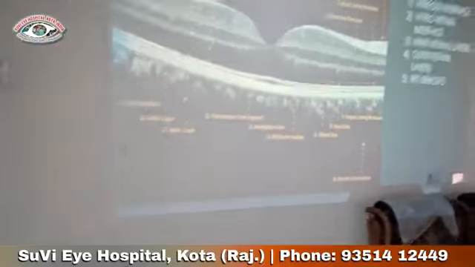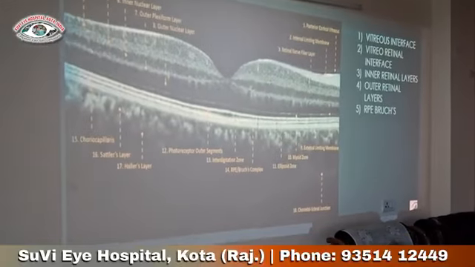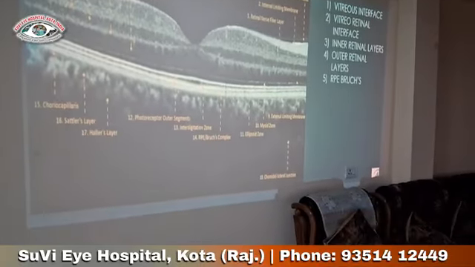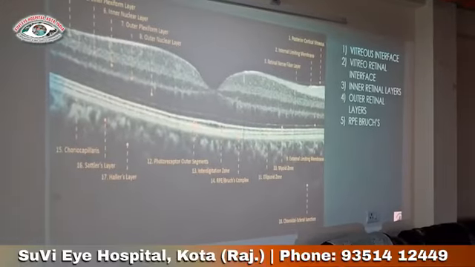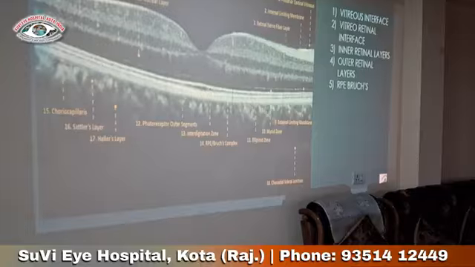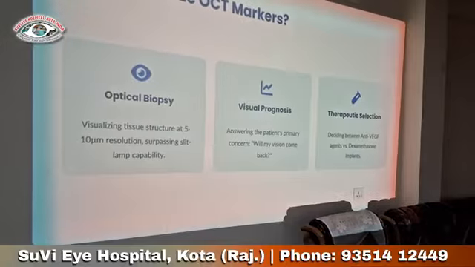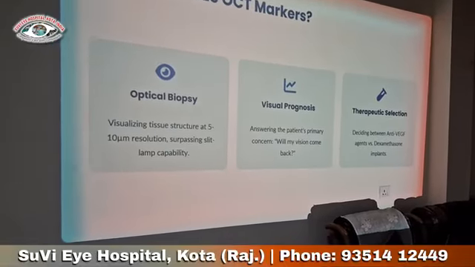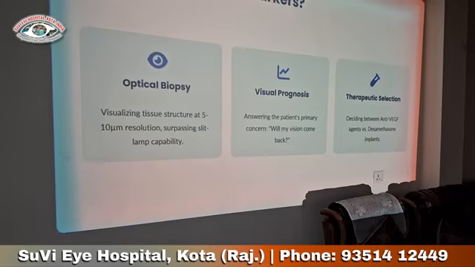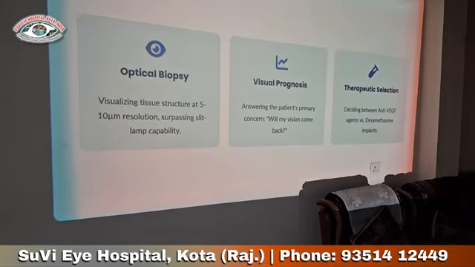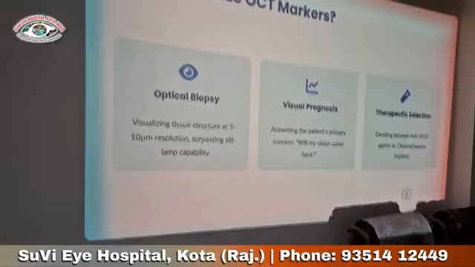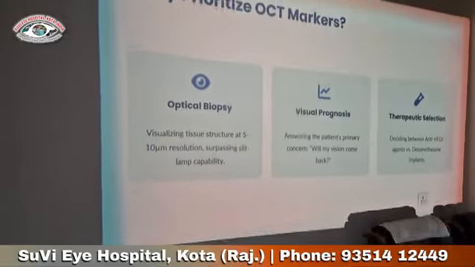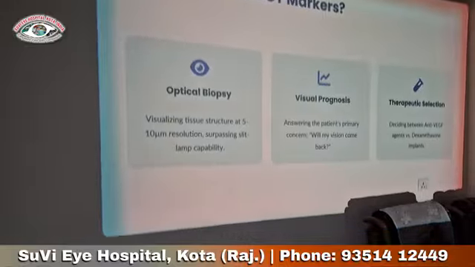Very good. You very rightly pointed out the continuity of the ELM and the ellipsoid zone, and even the inner retinal layers, that is the disorganization of the inner retinal layers. We will come to the disorganization of inner retinal layers, that is DRIL, in detail in some time. So, why the need for OCT biomarkers? Like any consultant, we know that if there is cystoid macular edema, we can inject anti-VEGF. So why the special need for biomarkers?